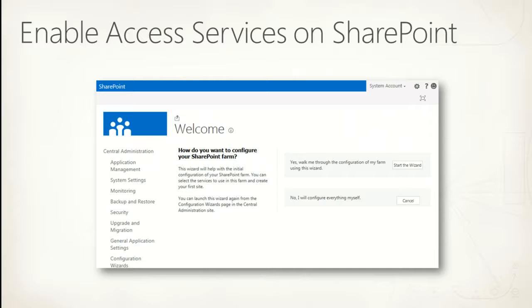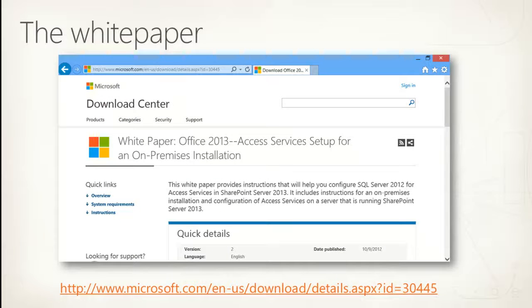So all the steps I talked about here, there are 6 or 7 of them, are available in a white paper we shipped on Microsoft.com. You can find it there and follow the steps to set up Access service for on-prem.